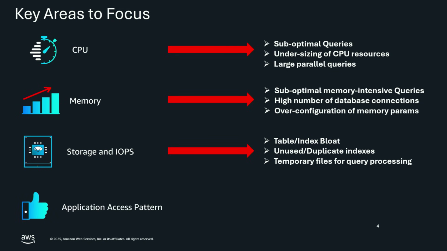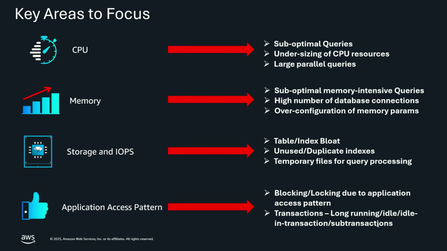And next is application pattern. So if you have a large number of queries which are blocking each other, that's where you see slow database performance, not due to query executions, but because those queries are conflicting with each other. And if you have long-running transactions or idle transactions for a longer period of time, which will block the maintenance, eventually the database will slow down. If you have more number of idle connections which are doing nothing, they still consume resources, which is where a connection pooler would help to optimize the connections. So these are a few key areas to focus.